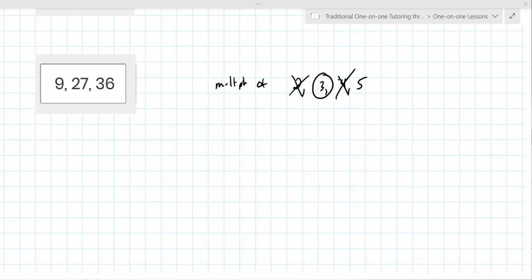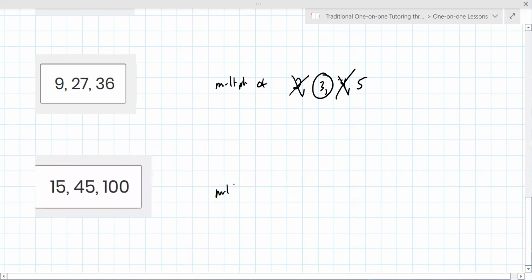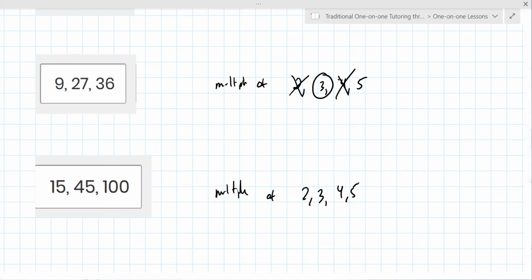Okay, let's do one more here. Are these numbers multiples of 2, 3, 4, or 5, or more than 1? I want you to try this one on your own, please. So I told you it could be 2, 3, 4, 5, or it could be more than 1. Basically, I want you to try this on your own.